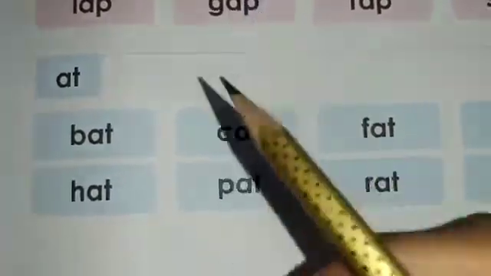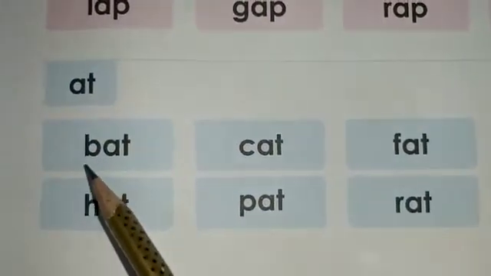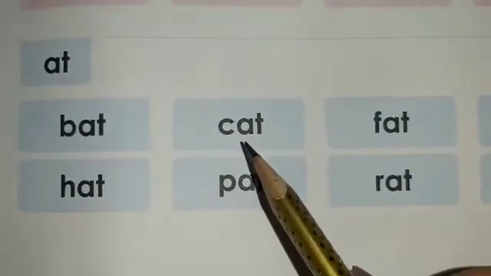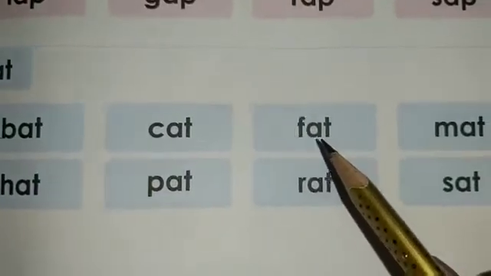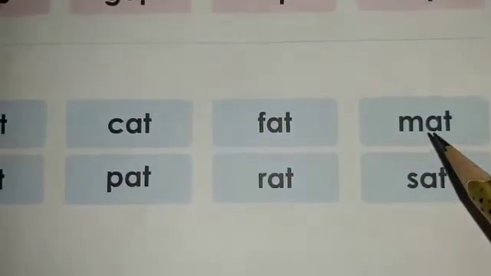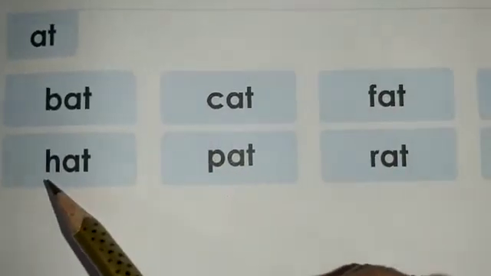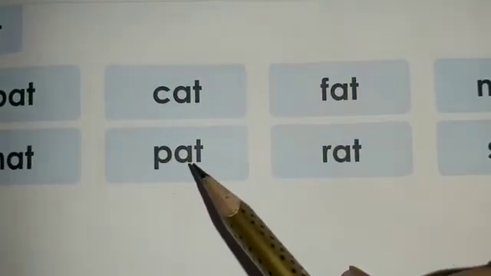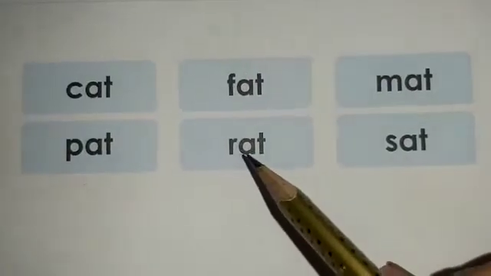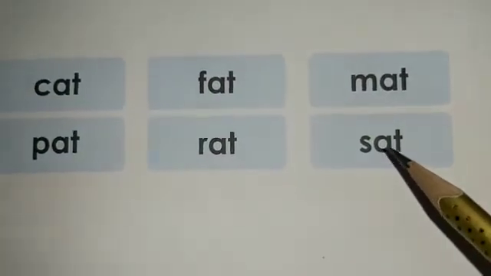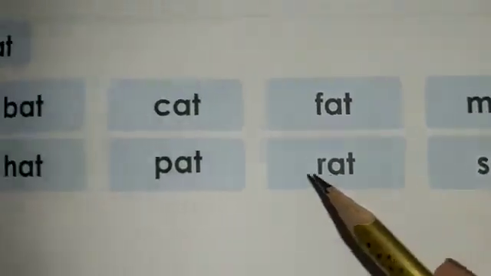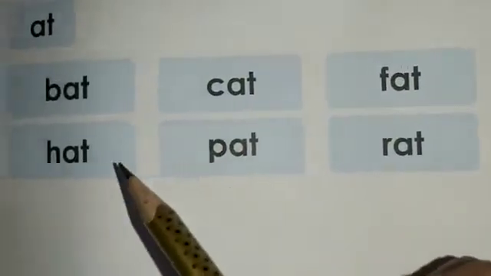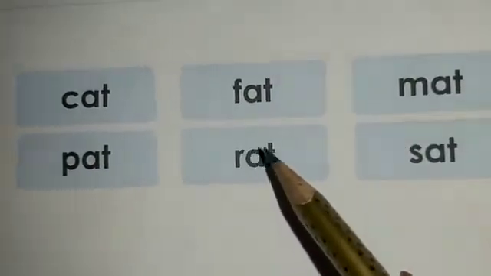Now let's come up to the last cluster, AT cluster. Bat. Cat. Fat. Mat. Hat. Pat. Rat. Sat. So say the words with me. Bat, cat, fat, mat. Hat, pat, rat and sat.